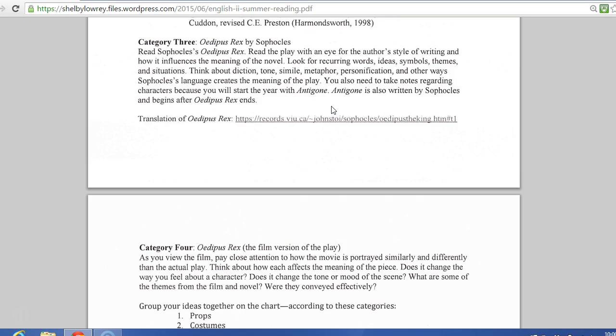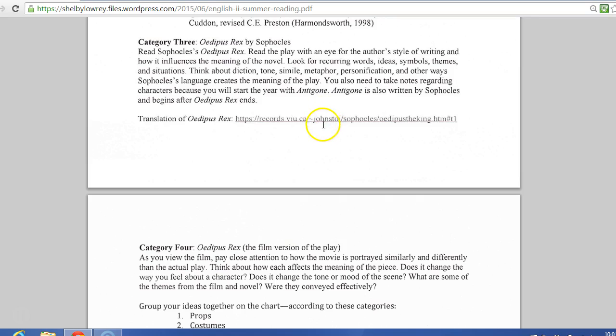Guys, you need to make sure to take notes on this play because you're going to start the year reading Antigone, and Oedipus Rex ends where Antigone picks up. It uses the same characters. So if you do a really good job understanding Oedipus Rex, then you'll be very successful in reading Antigone. This is a great way of getting you the foundation to start the year so that you have a very successful year.